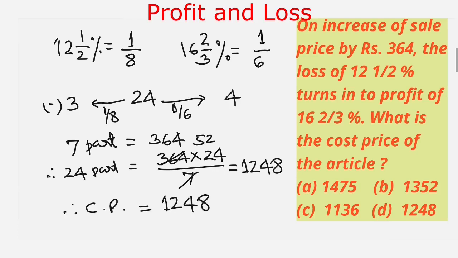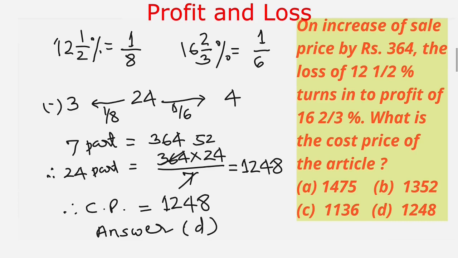Thus the cost price is equal to 1248. And from the given options, our answer is option D. We solve it by one more method. By observation we can solve it from the given options.